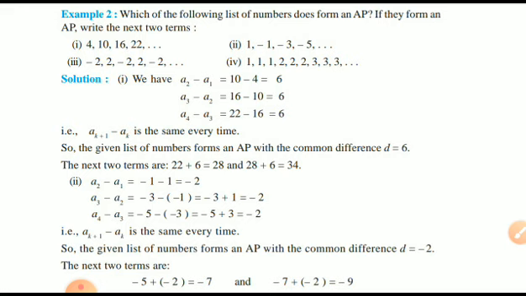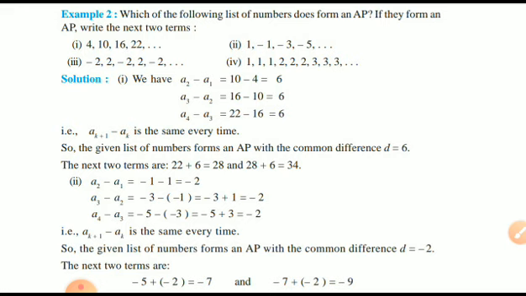Now see, the next is: which of the following lists of numbers form an AP? If they form an AP, write the next two terms. That means from the following four sequences, you have to check which sequences are in AP. If the sequence is in AP, then you have to find its next two terms. Okay, so let us begin with the first question.